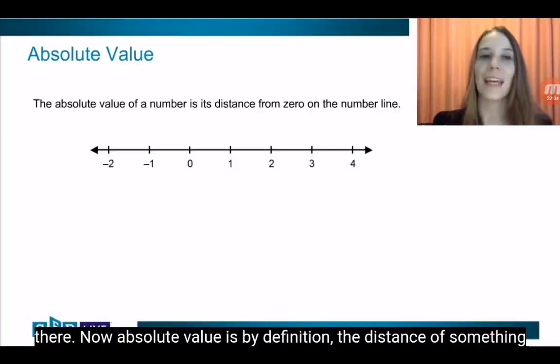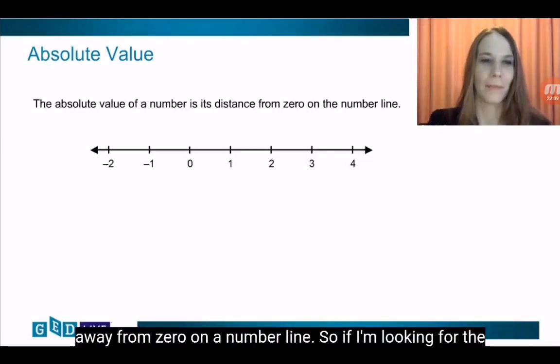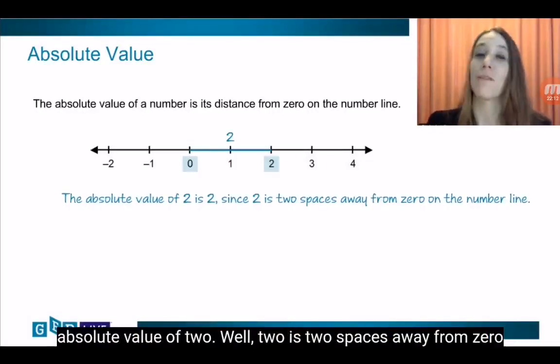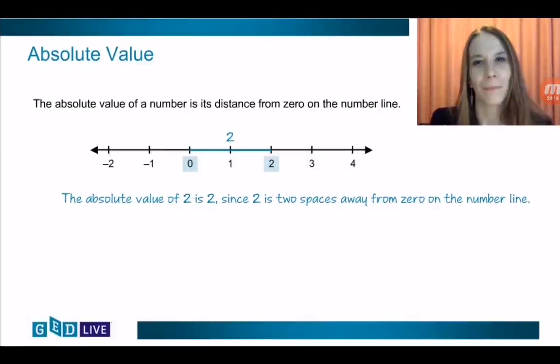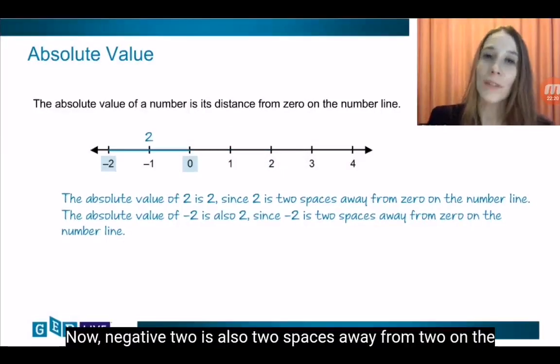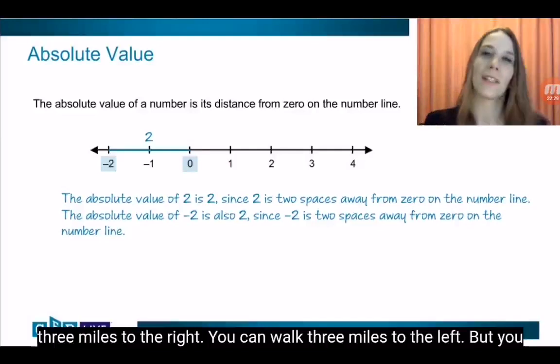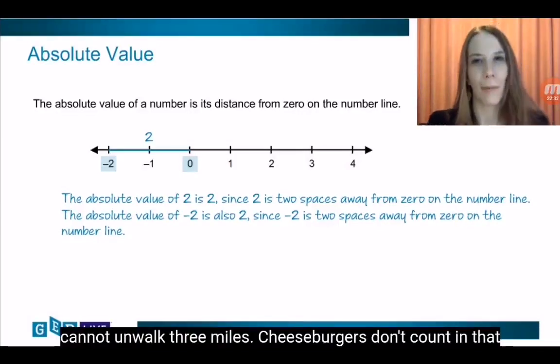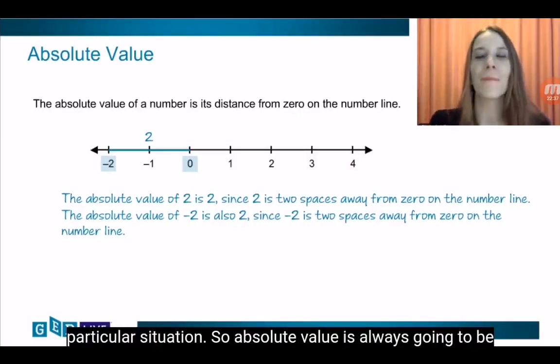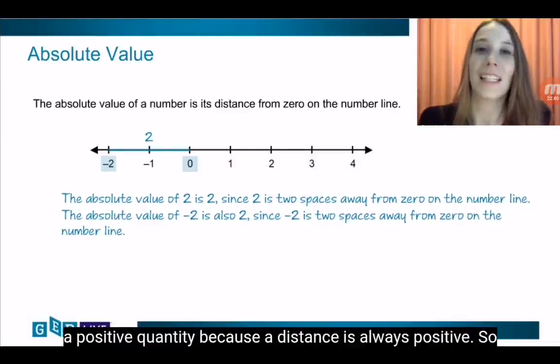Now, absolute value is, by definition, the distance of something away from 0 on a number line. So if I'm looking for the absolute value of 2, well, 2 is 2 spaces away from 0 on my number line. Now, -2 is also 2 spaces away from 0 on the number line. Distance can only be positive, right? You can walk 3 miles to the right, you can walk 3 miles to the left, but you cannot unwalk 3 miles. Right? Cheeseburgers don't count in that particular situation. So absolute value is always going to be a positive quantity because distance is always positive.